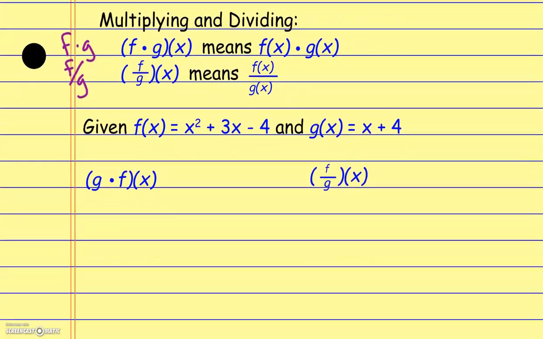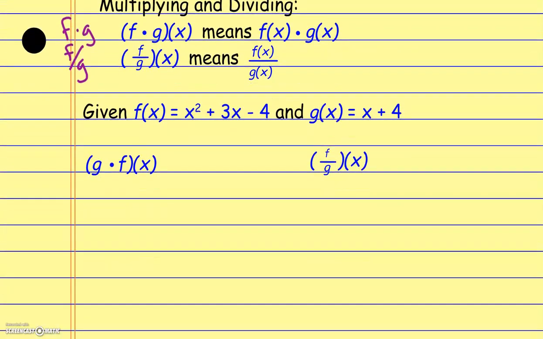For example, when I look at this guy, I want to do g times f of x, so I take the g function, which is the x plus 4, and I should write that just a little bit lower here, so I have some space to work, which is the x plus 4. And then times the f function, which is the x squared plus 3x minus 4. And because I'm multiplying, I just multiply. In order to multiply these two things, I distribute.